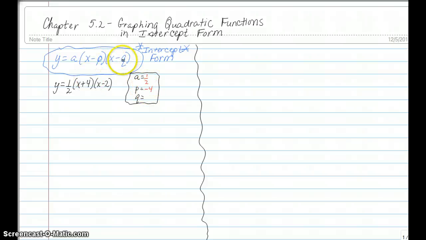Then we have x minus q, and then we have x minus 2. So q is, in fact, the integer 2. You just write the integer. When it doesn't follow the pattern, like it doesn't in x plus 4, then it's the opposite of that.